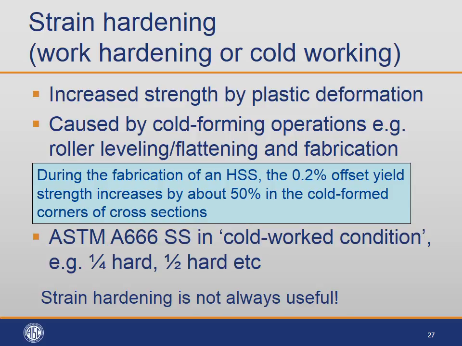During the fabrication of a hollow structural section, you might expect the 0.2% offset yield strength to increase by about 50% in the corner regions which have been highly strain hardened. Now the ASTM Spec A666 actually covers stainless steel in the cold worked condition, and you can specify this when you're buying it, and it's defined as quarter hard, half hard, etc.